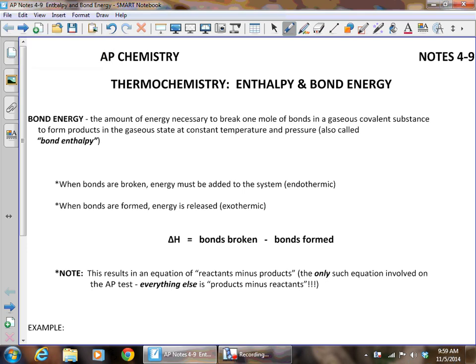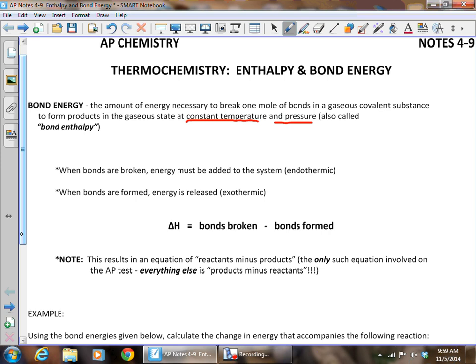Today we want to talk about the determination of enthalpy, the heat of reaction, using bond energy calculations, bond energy values. Bond energy, as it says up here, is the amount of energy that you need to break 1 mole of bonds in a gaseous covalent substance to form products, also in the gaseous state. Now, temperature and pressure have to be constant. So determining bond energy is not an easy thing, but we have tables that give us all of these values.